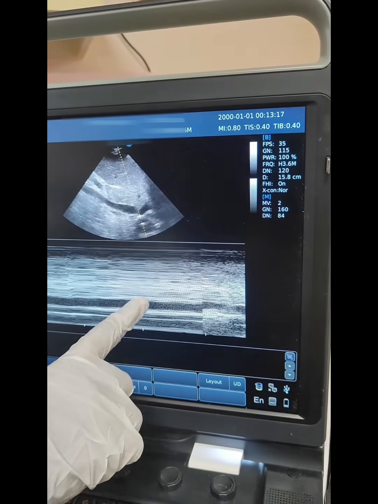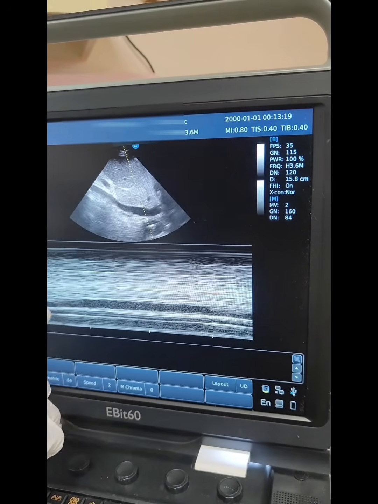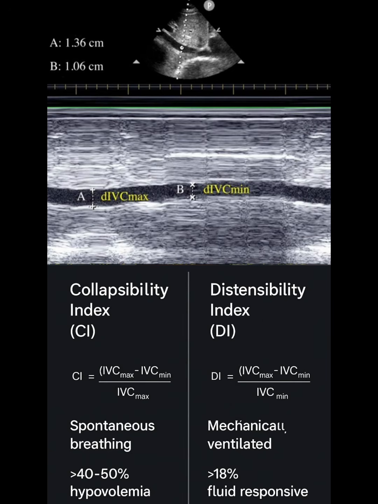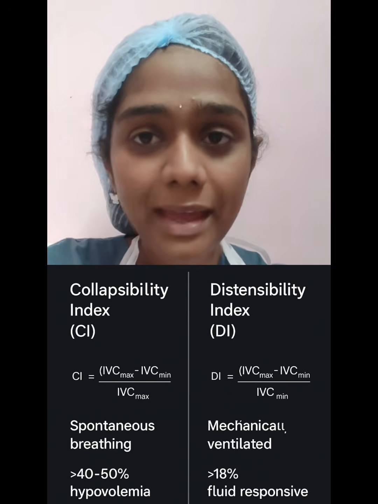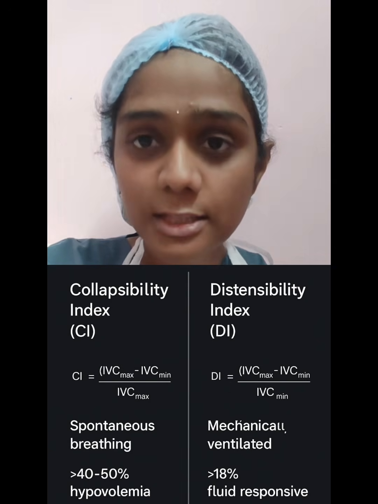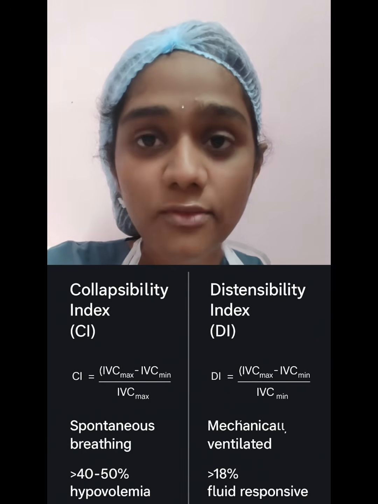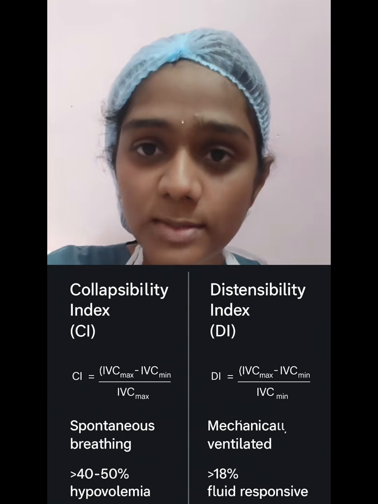We can also use M mode to measure the same. We can measure the maximum diameter and the minimum diameter during inspiration and expiration. Based on these values, we can calculate collapsibility index for spontaneously breathing patients and distensibility index for mechanically ventilated patients. This is the formula, and based on these values, we will know whether the patient can be fluid responsive or not.